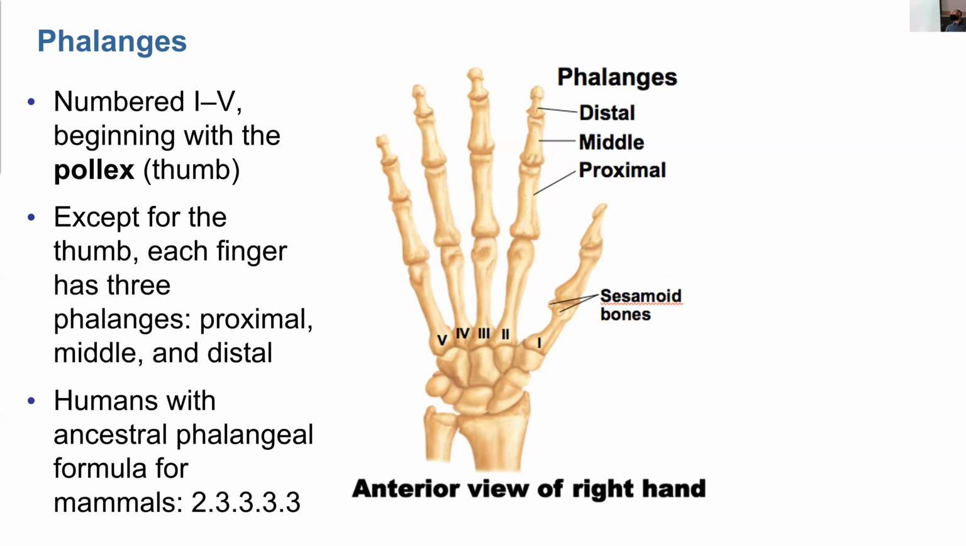Again, these are numbered 1 through 5, same as your metacarpals here. Again, beginning with the thumb at number 1. Each finger, except for the thumb, has 3 phalanges. We have a proximal, a middle, and a distal, right? So proximal, middle, and then the distal, your little fingertip up there. And each of those has that pattern, except for the thumb, which just has proximal and distal. It doesn't have that middle bone.